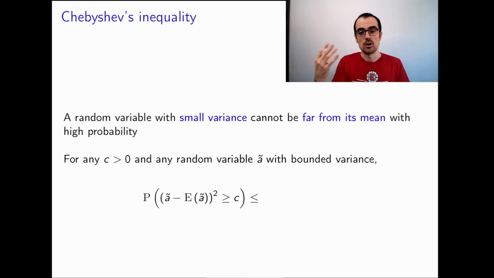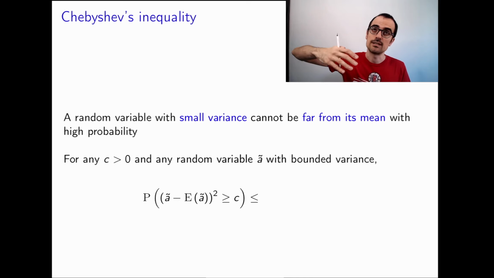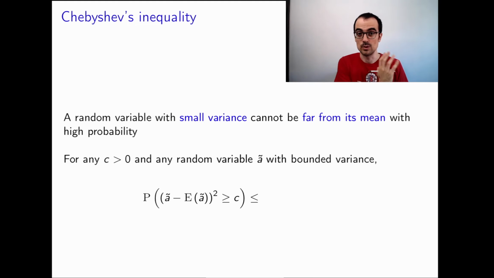Often, we're interested not in bounding the probability that non-negative random variables are greater than a particular value, but rather that random variables deviate from their mean. And that's what we needed for the law of large numbers. This is what Chebyshev's inequality achieves. It's essentially an application of Markov's inequality to that case. Chebyshev's inequality says a random variable with small variance cannot be far from its mean with high probability, because if it were, then it would have to have a larger variance.